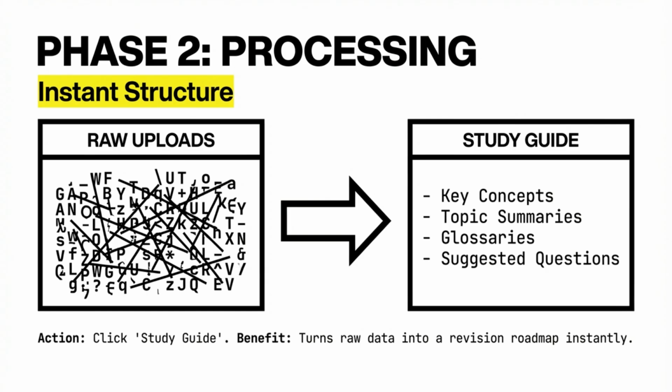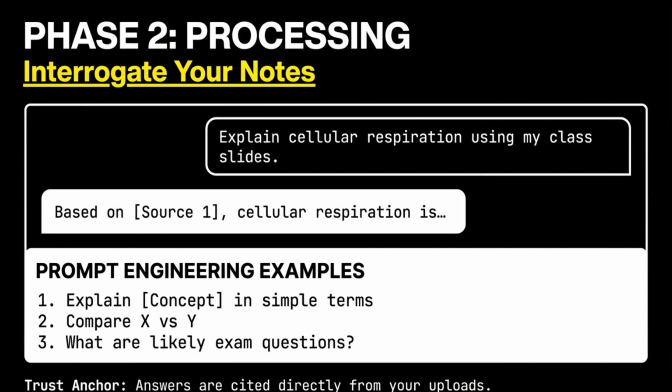Phase 2 is processing, starting with instant structure. Click Study Guide to turn your raw uploads into a revision roadmap instantly, featuring key concepts and topic summaries. Next, interrogate your notes. Use the chat function to ask questions like, "Explain cellular respiration using my class slides." The answers are cited directly from your uploads.